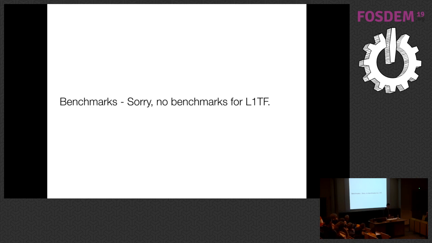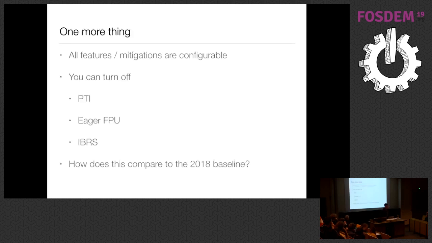So time for the conclusion, but there's one more thing before that. As you may have guessed, we implemented all of these features as configurable options in Fiasco. So you can still go back to the original state we had at the beginning of 2018. We can turn off kernel page table isolation, we can turn off eager FPU switching, going back to the lazy scheme, and we can also remove the support for these branch prediction barriers.